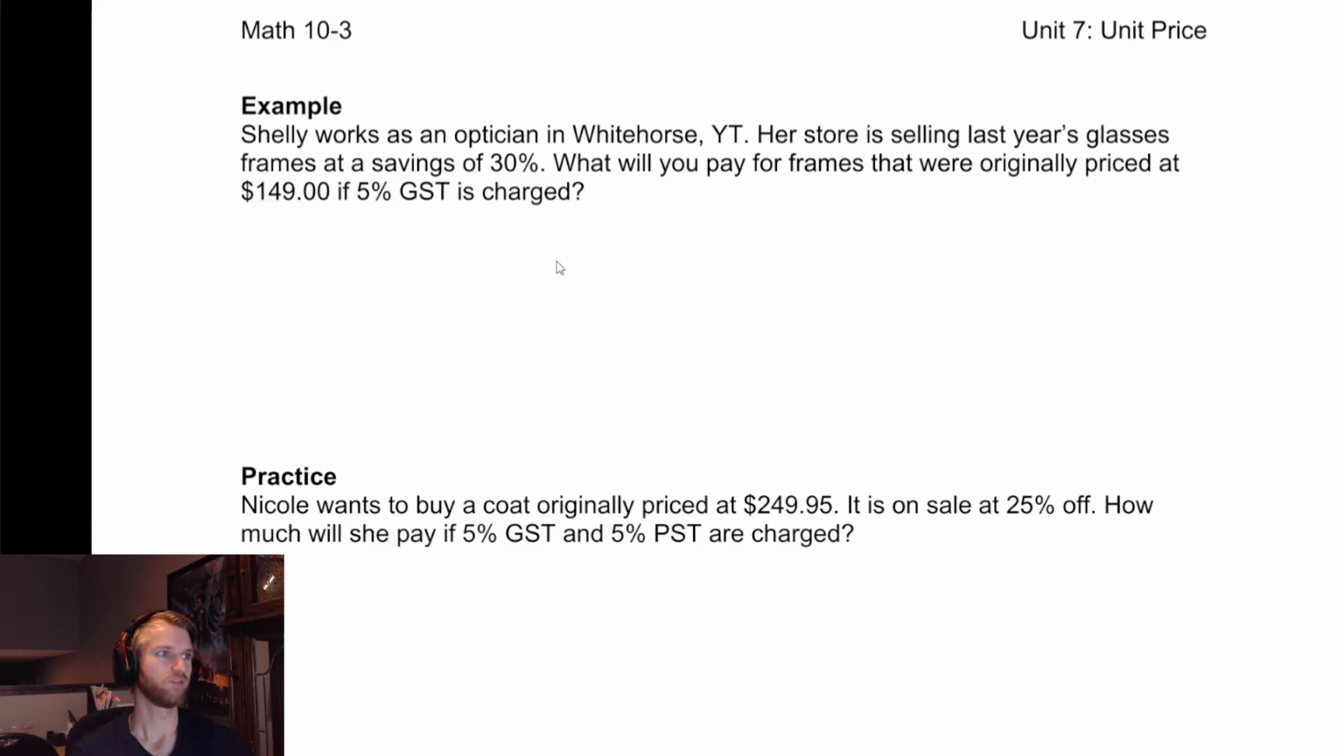Okay, so basically $150. They're selling last year's glasses at a savings of 30%, so we're taking 30% off. Then afterwards, after we take that 30% off, we're going to get charged 5% GST. So there's two steps to this problem. First, we take off the 30%. Second, we're going to add 5% GST.